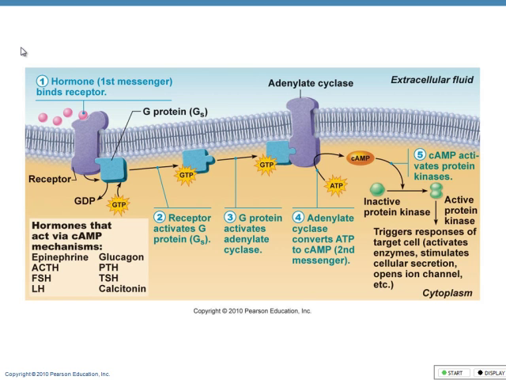Some of the different hormones activated by this particular second messenger, there's other ones, are these guys. Epinephrine, ACTH, FSH, LH, glucagon, parathyroid hormone, thyroid stimulating hormone, and calcitonin. You're going to know them all by name in just a moment.